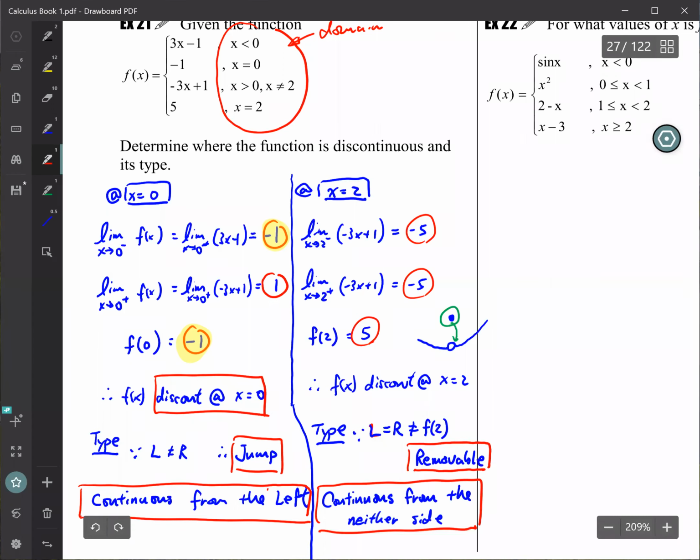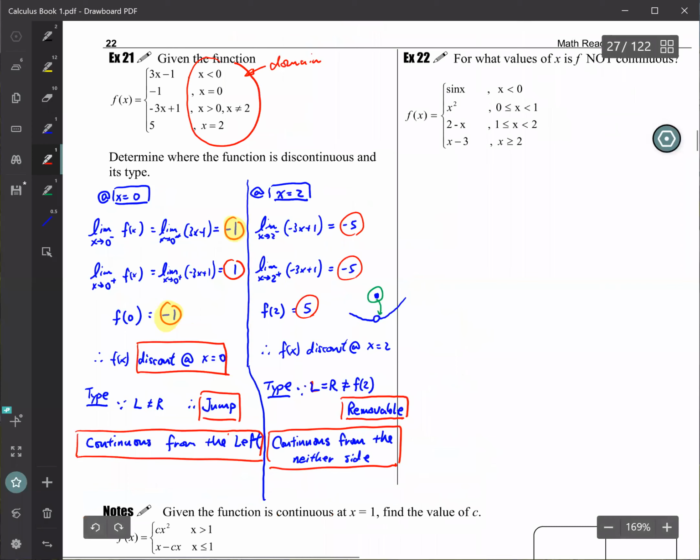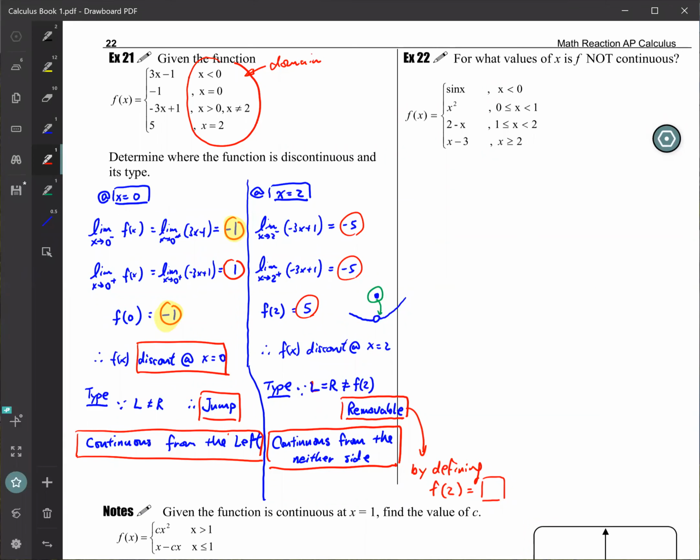Okay, another thing that they could be asking is, if it's removable, how do I remove it? So let's add that in. Remove by defining f of 2 to equal what? What should we redefine? Instead of f of 2 equal to 5, what should I say? Then it will become continuous. Joan?